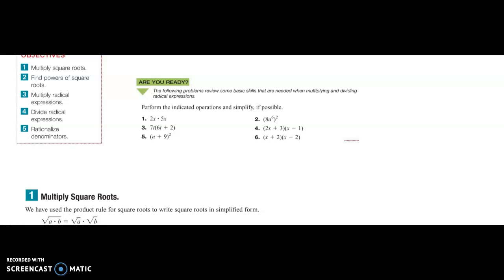Okay, if you don't already have one, please go get a pencil and a piece of paper, and I would like for you to do these 6 Are You Ready problems. So press pause, do them, and then I'm going to show you the solutions.